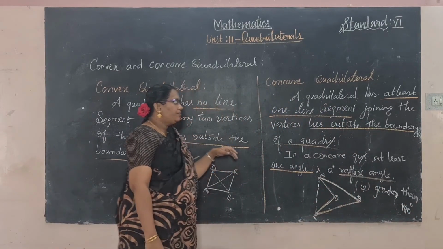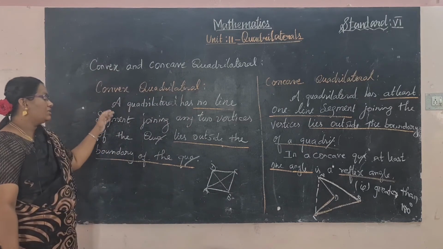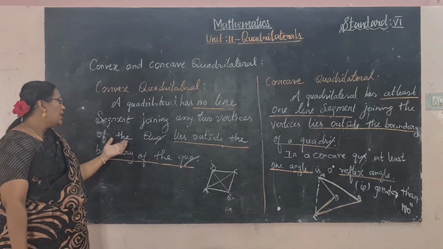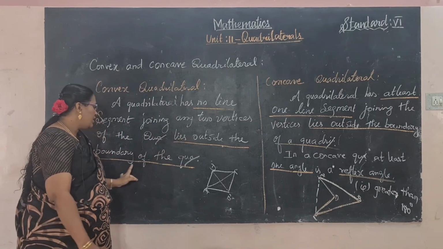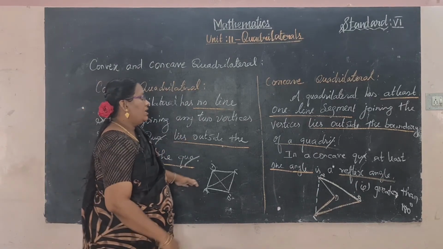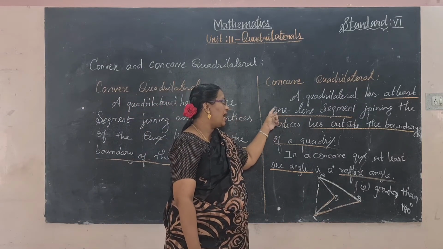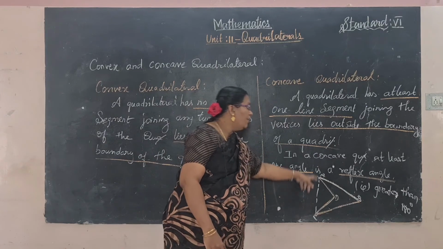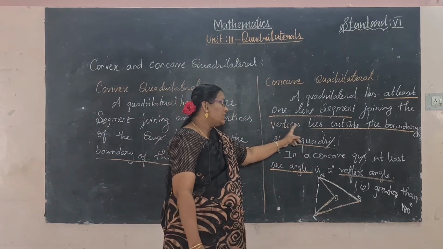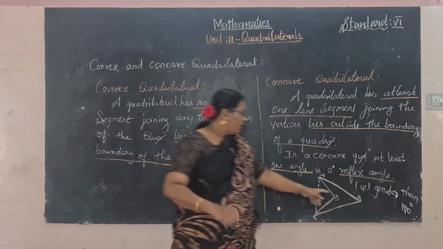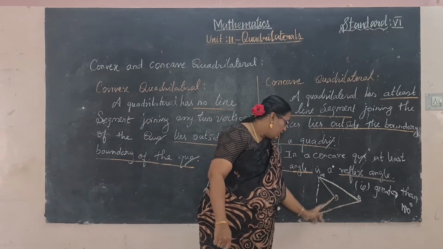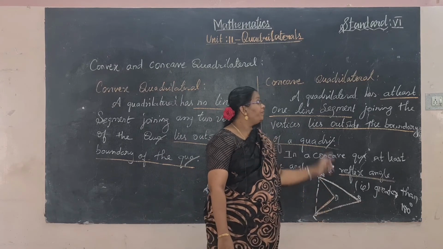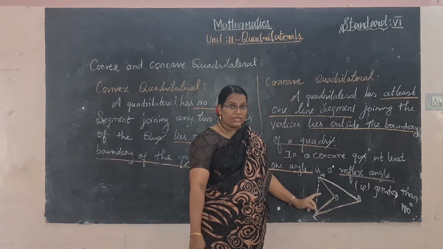Okay. So a convex quadrilateral means the quadrilateral has no line segment joining two vertices that lies outside of the boundary of the quadrilateral. Here your quadrilateral has at least one line segment joining the vertices that lies outside of the boundary. The boundary is completed, is it? So when it lies outside of the boundary of the quadrilateral, it's called a concave quadrilateral.